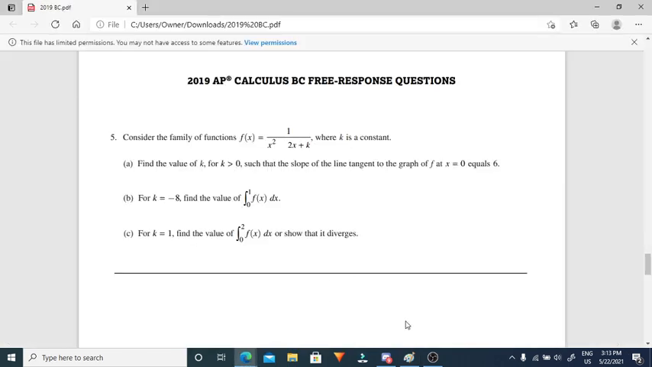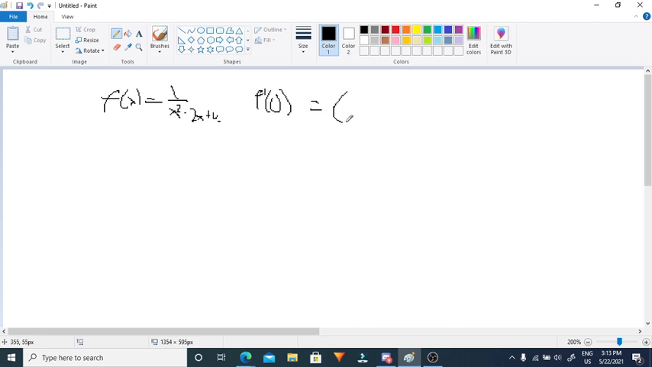Was that what it was? Yes, f prime of 0 equals 6. So even though we don't know what k is, we're going to just take the derivative of this like we do, and we know k is a constant. It's like a u substitution. The derivative of 1 over x is x to the negative 1, so the derivative is negative 1 times x to the negative 2, right?